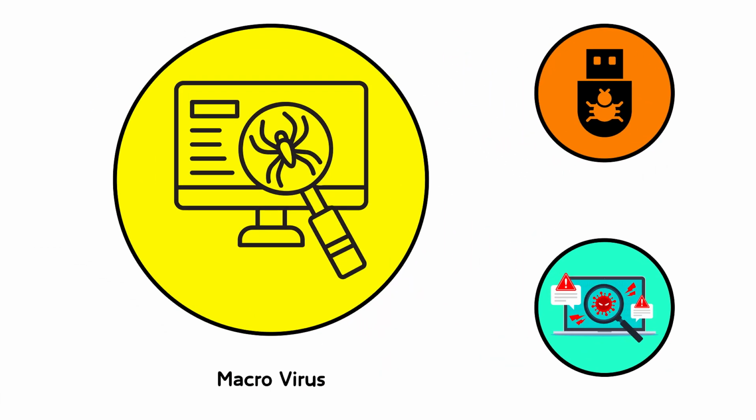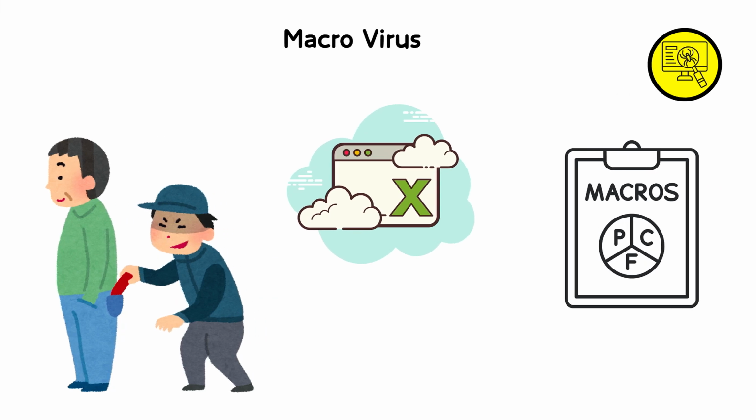Macro virus. Macro viruses are a sneaky bunch. They hide in plain sight within documents created in programs like Microsoft Word or Excel, which support powerful scripting capabilities called macros. These macros are meant to automate repetitive tasks within documents, but they can also be used for malicious intent. When you open a document containing a macro virus, it executes a set of predefined commands that can infect your computer.